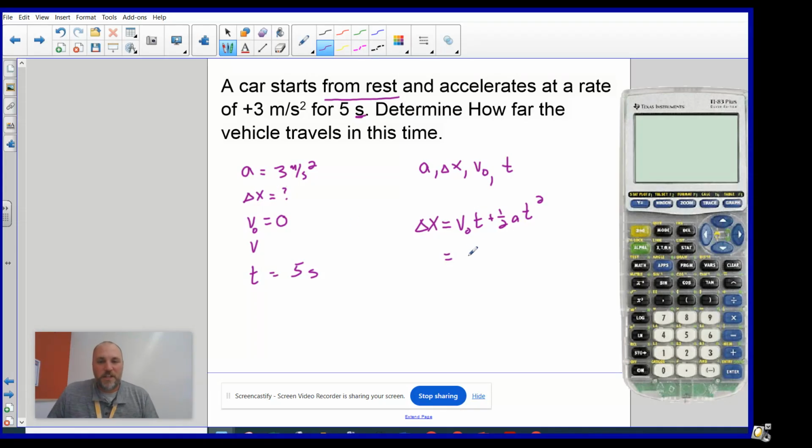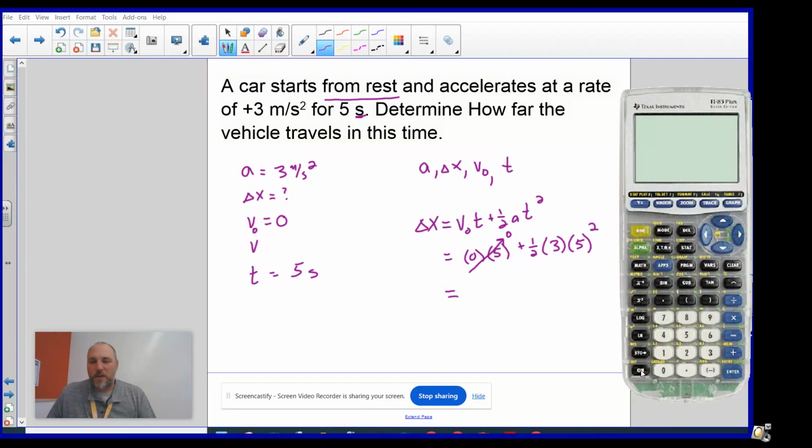The initial velocity is 0 times 5 seconds plus 1/2 times my acceleration, which is 3, times t squared. So I have 5 seconds squared. Well, 0 times anything is 0, so that first term goes away, and I'm just looking at 1/2 at squared.